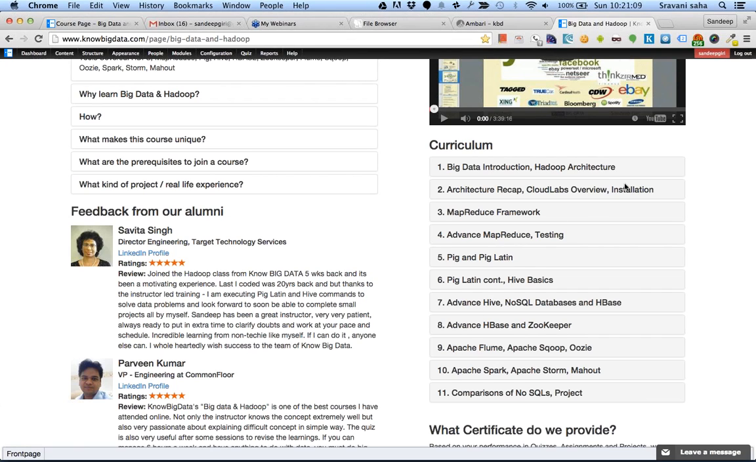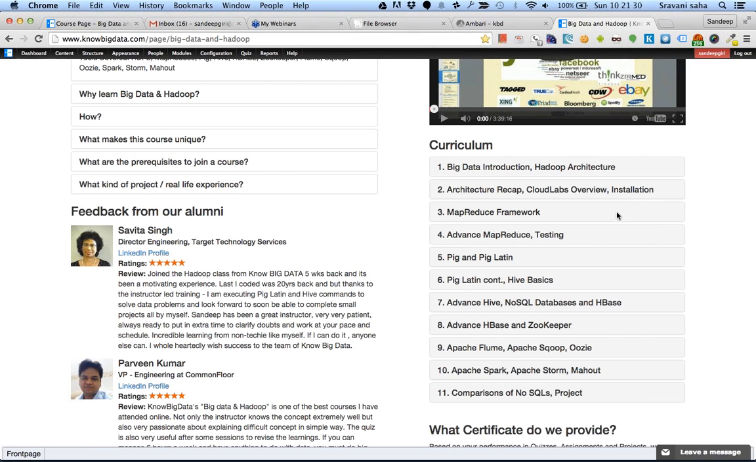The second project which we are going to deal with is sentiment analysis, understanding the sentiment of people using Twitter data. So those are the two case studies which we'll cover in this course.